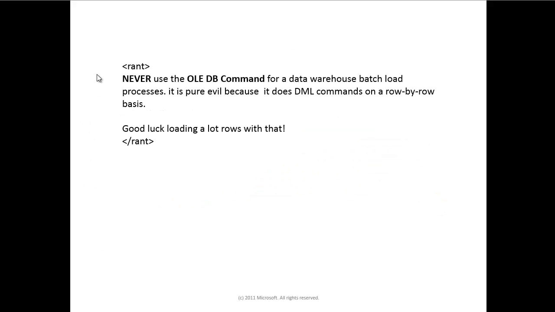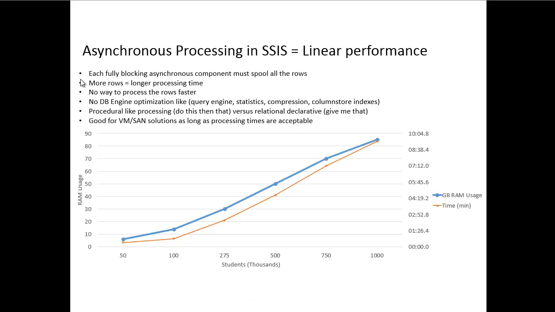Again, each fully blocking asynchronous component must spool all the rows into memory. The more rows you have, the longer your processing time is, and there is no way to process these rows faster. This is a very important part. As long as you have enough CPU and RAM, there's no way to curve this line or to make it shallower, if you will, to decrease the inclination. That won't work. It doesn't matter what kind of server you put it on.